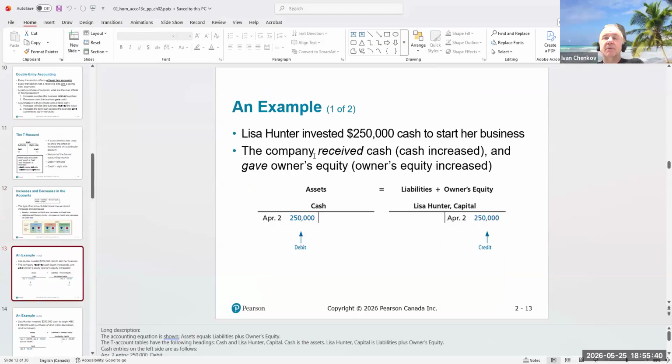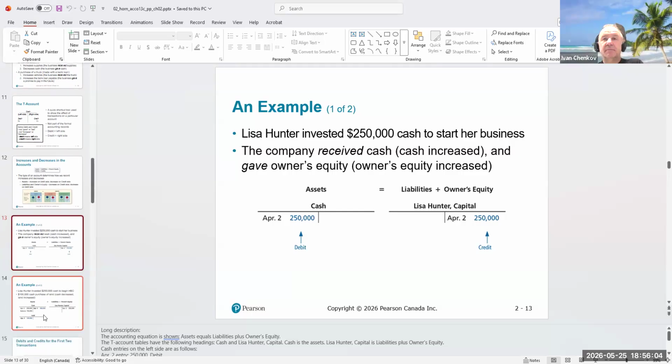And here's the example. If this person invests $250,000 cash in her business, that means the company is going to receive the cash, increasing it. And since the person is the owner of the company, her capital is going to increase. So basically, the business now owes money to the owner. That's part of the owner's equity.